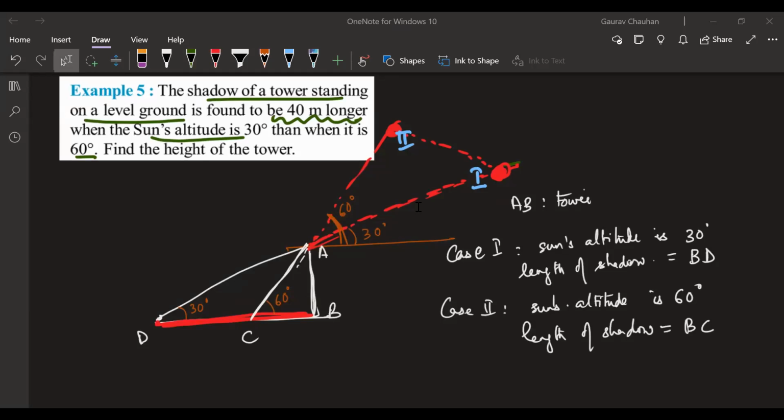Take a minute to think and tell me which length is 40 here. Yes, Manisha. Sir, I think it's CD, sir. Why do you think it's CD, Manisha?